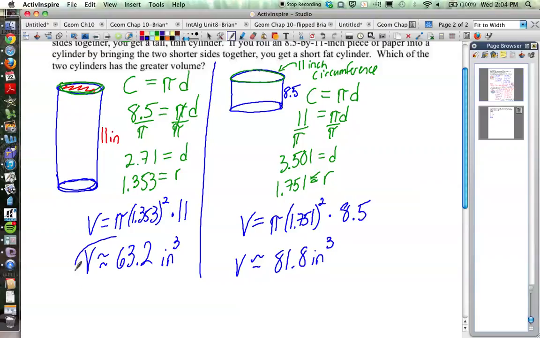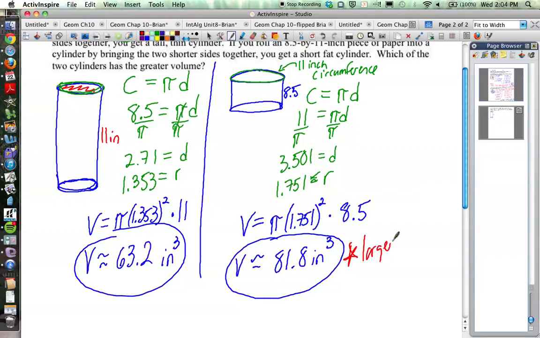All right, so our two volumes, 63.2 cubic inches, 81.8 cubic inches. Which one of these cylinders would have a larger volume? The second one. All right, the shorter one, but with the larger base. So, the larger volume. And that completes our practice application problems for today.